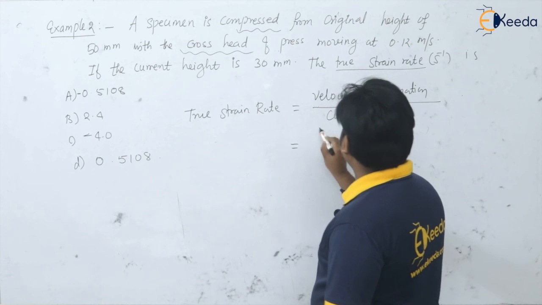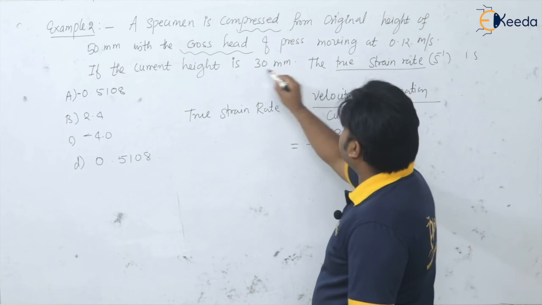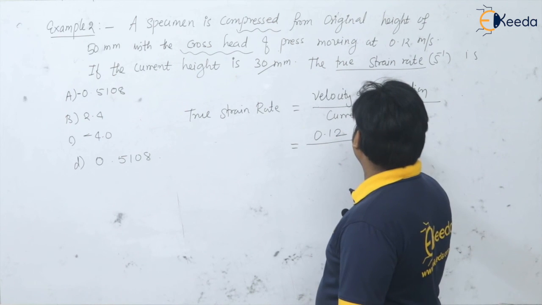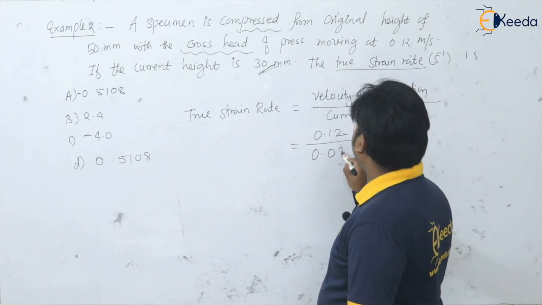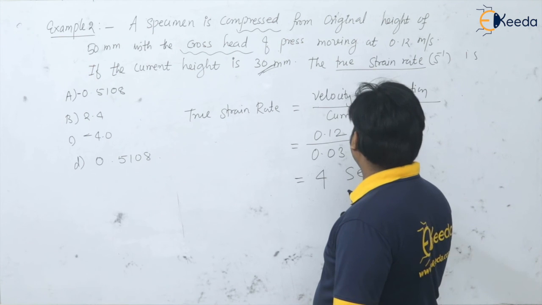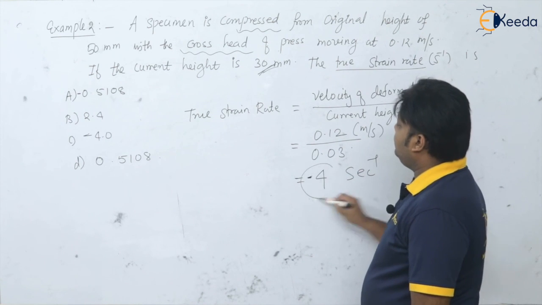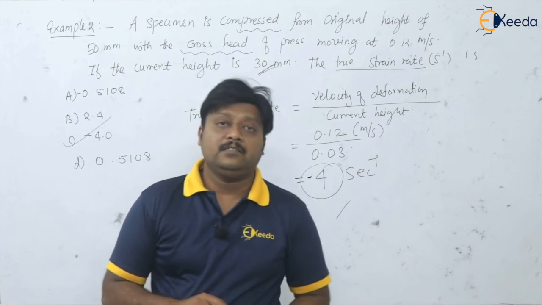So what is velocity? It is 0.12 divided by the current height, which is 30 millimeter. So velocity in meter per second, isn't it? So I will write in meter, that is 0.030. It will be nothing but 4 second inverse, and it is compression, that's why it is -4. So C is the correct answer.